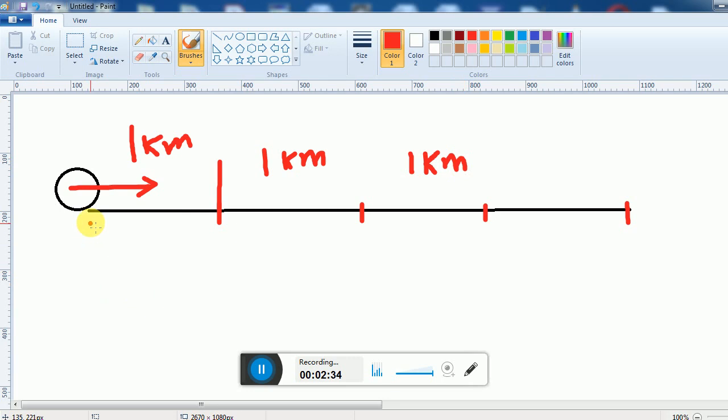Now for the first kilometer it takes 2 hours. For the second kilometer it takes 3 hours. For this kilometer it takes 1 hour. So what you can see, every distance is not covered in equal time. Again, the opposite thing can also happen.